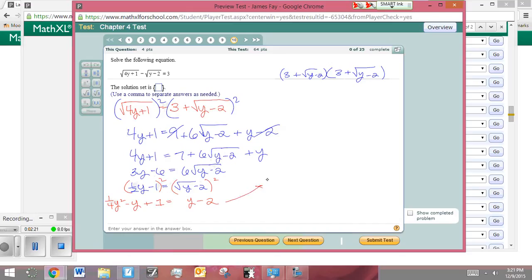So I'll multiply everything by 4, so we get y squared minus 4y plus 4 equals 4y minus 8. I will move everything over, gives me negative 8y. And y is 6.